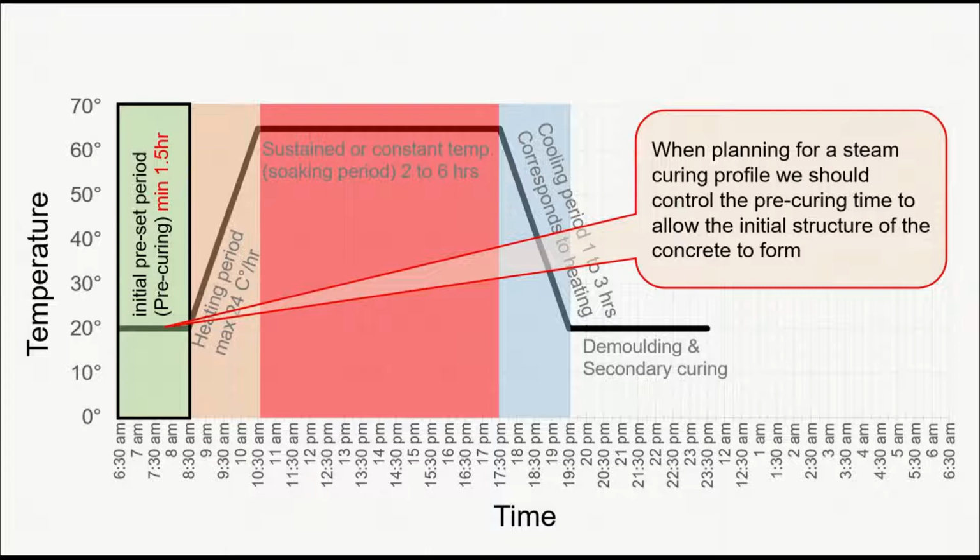Generally, mixes with low water cement ratio require a shorter initial preset period. The bulkier the precast items, the longer the preset period should be.